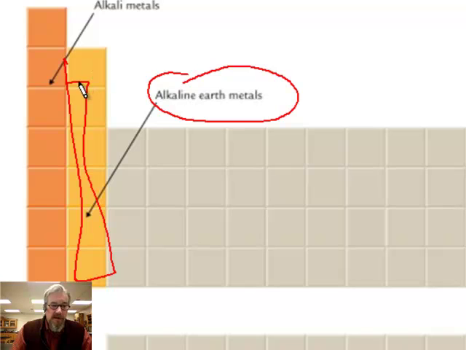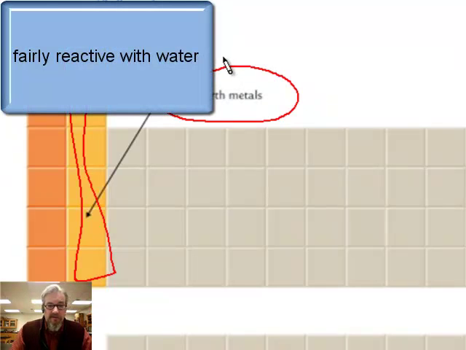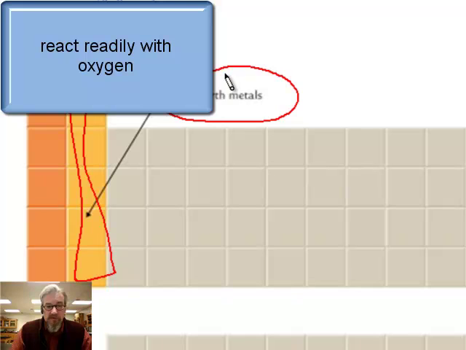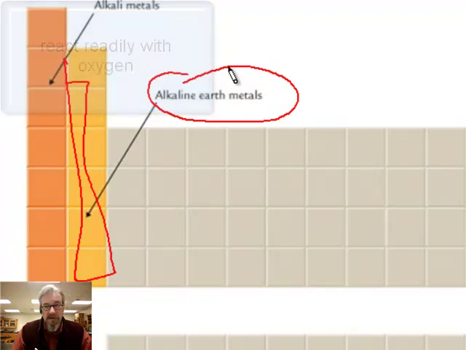The alkaline earth metals have some substances in there that are common. Magnesium and calcium you've probably heard of before. Some of the others maybe not. They're fairly reactive with water. They're not like alkali metals where they violently react with water, but they're fairly reactive with water. They also react readily with oxygen and with nonmetals, particularly the halogens.